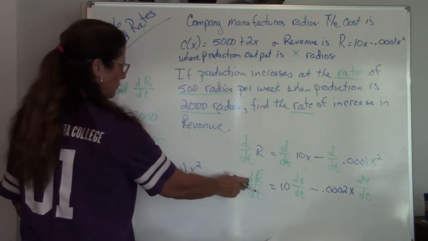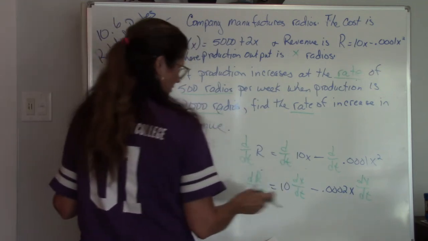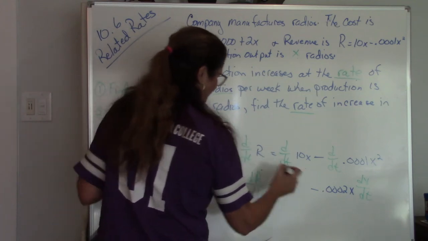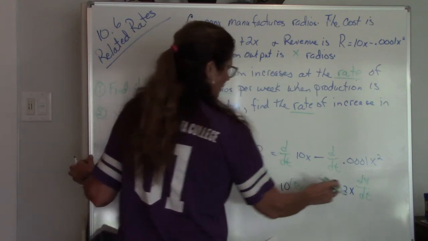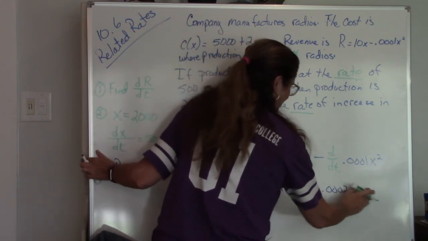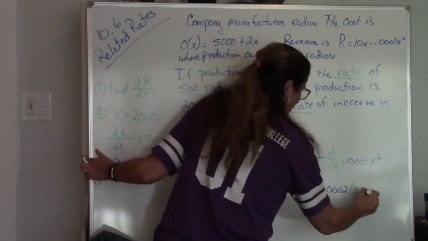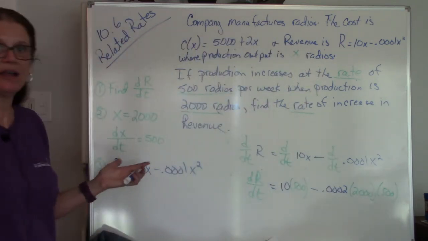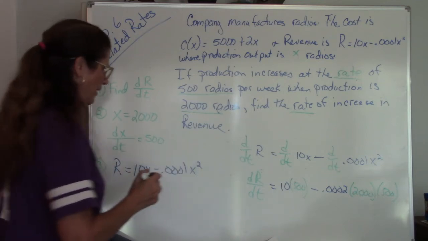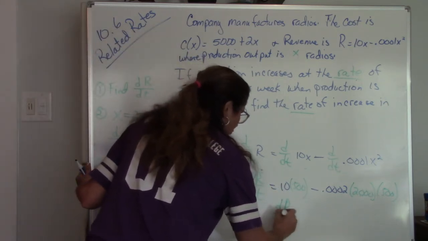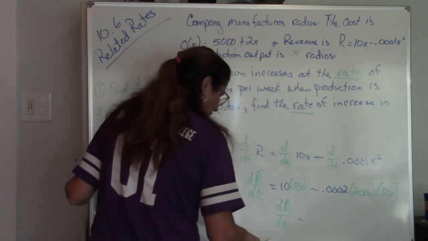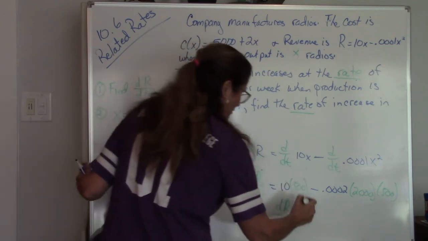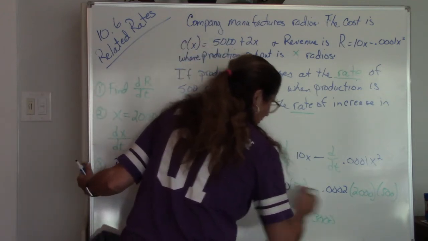The dR/dt is what we're looking for. Just to save time, I'm going to take my dx/dt and plug in 500. I'm going to take out my x and my dx/dt. My x was 2,000. dx/dt was 500. And now it's a calculation. The dR/dt is already by itself. So the rate that the revenue changes in terms of time is 3,000. When you multiply this all out, it ends up being 3,000.